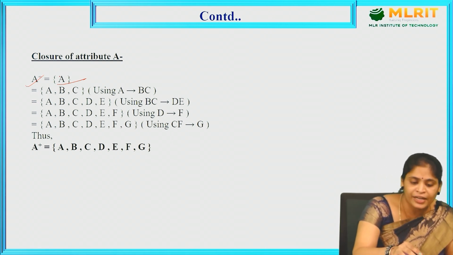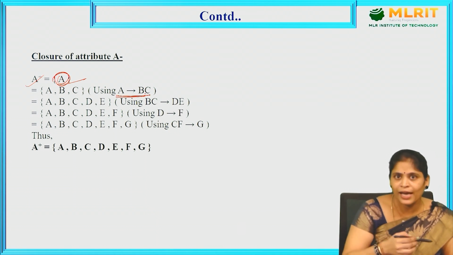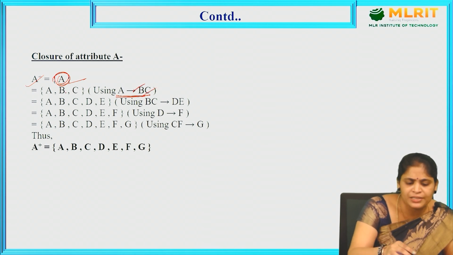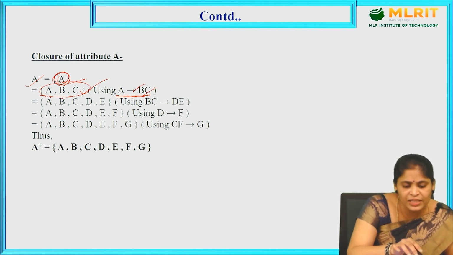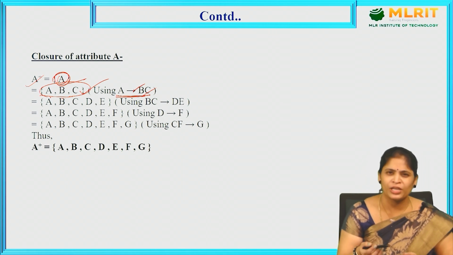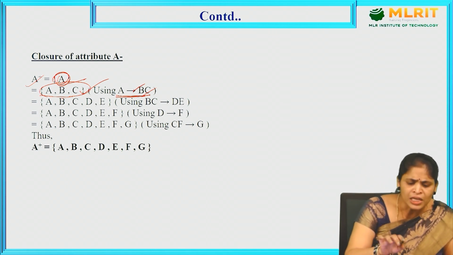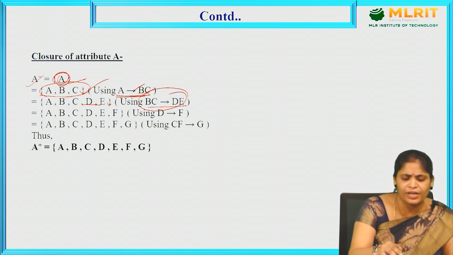Next, A derives what here? A derives BC by the given FD. So I have included B and C here. Next, we have to check these three, whether these three combinedly or uniquely they are deriving some more attributes or not in the given FDs. So here BC is deriving DE. So I have included DE.